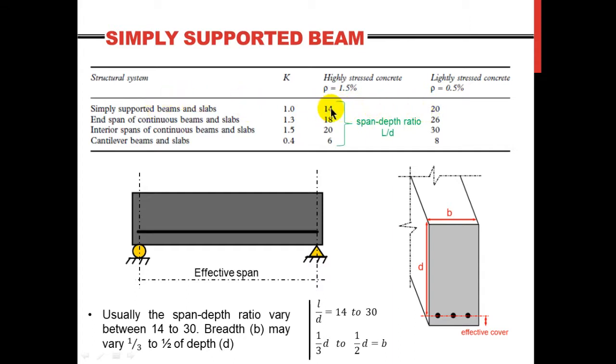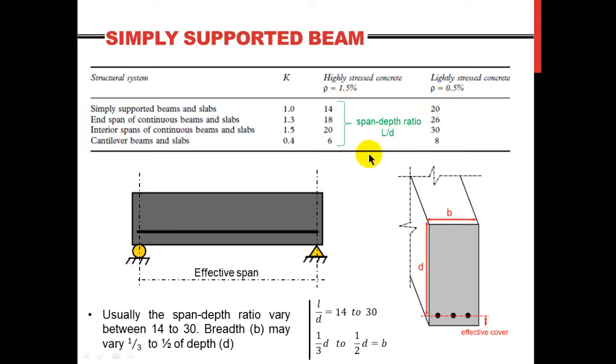Now it is from 14 to 20. Now the thing is, here we have highly stressed concrete, and here we have lightly stressed concrete. Usually highly stressed concrete goes for the beams, and this one goes for the slabs. So if I'm designing a beam, I have to pick a ratio within this range, but getting closer to this tells you that you are within the beams.